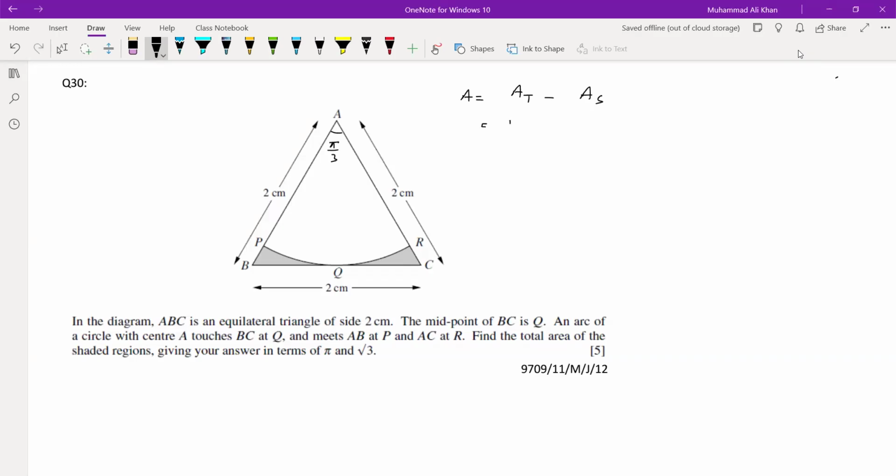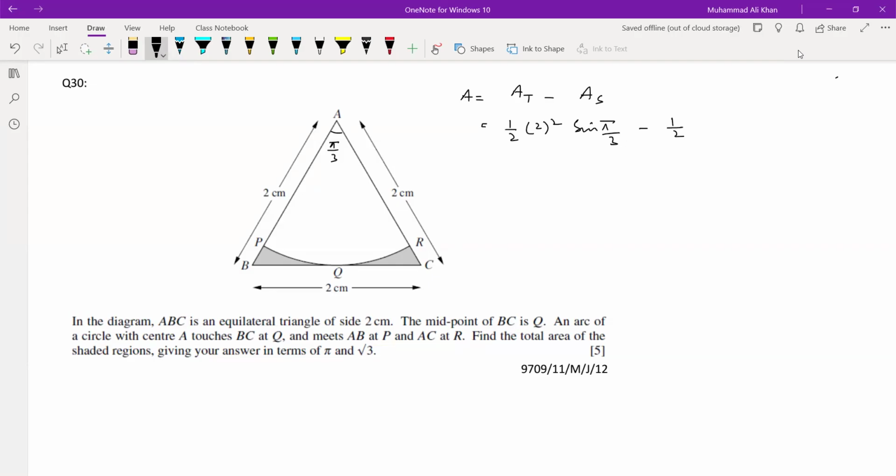So now, area of triangle, half the two sides. So 2 and 2, r squared means 2 squared, and theta is pi by 3. Isn't it? Sine pi by 3. Half the two sides, sine pi by 3. And area of sector is half r squared theta. Now, for this, we need r.